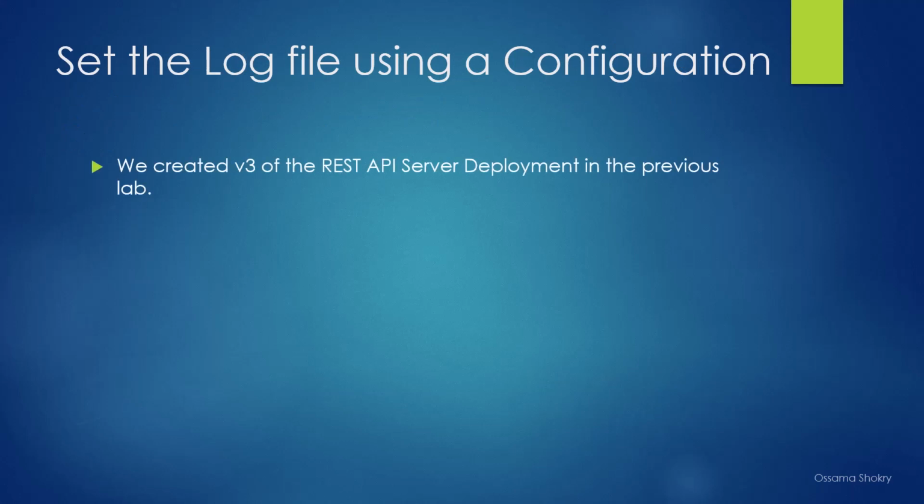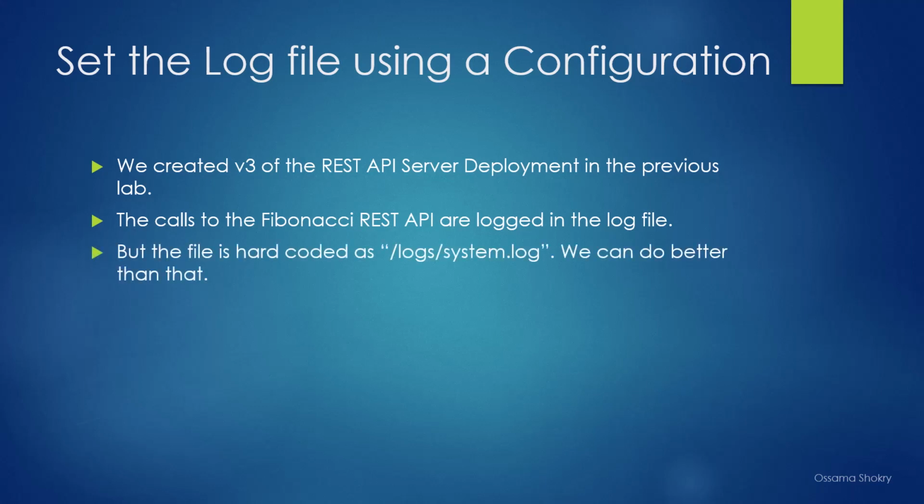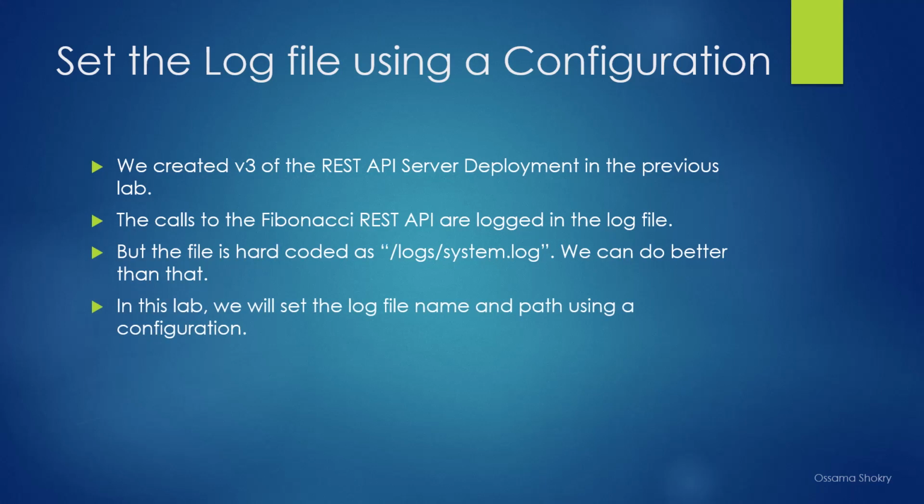We created version 3 of the REST API server deployment in the previous lab. The calls to the Fibonacci REST API are logged in the log file. But the file is hard-coded as /logs/system.log. We can do better than that. In this lab, we will set the log file name and path using a configuration.